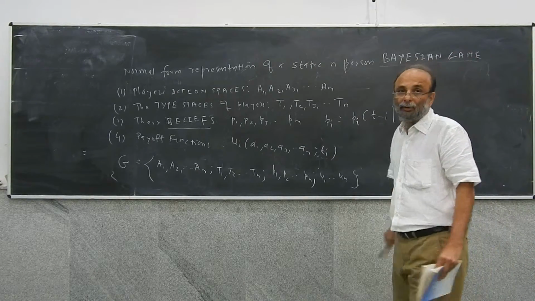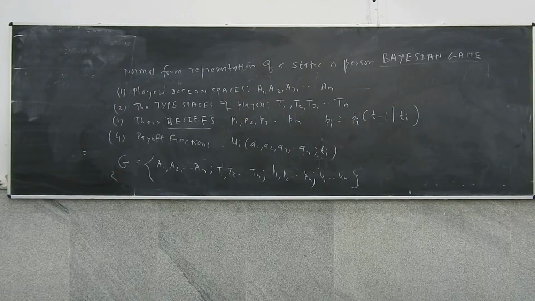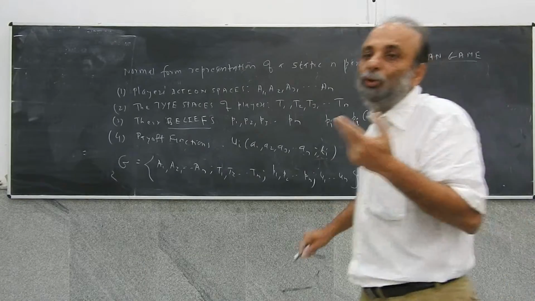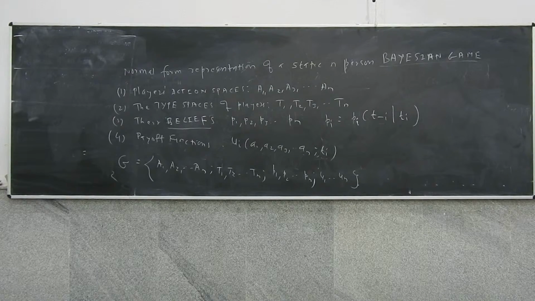Is this clear? Any doubts about this? So what are the new things that have come in from the usual static game, the normal form game with perfect information? What are the additional things that have come in? Type spaces and probabilities.